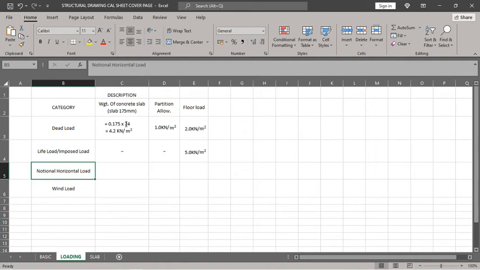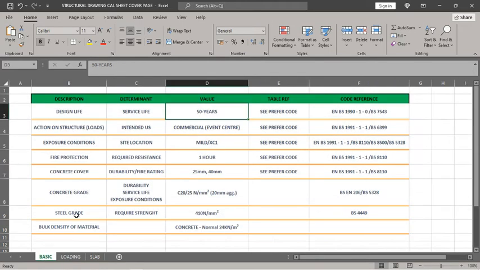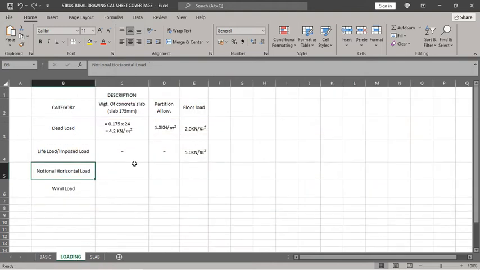So the self weight of the slab would now be 0.175 by 24. 24 is the nominal weight of concrete, which I have here. If you multiply this, you have 4.2 kilonewton per meter squared. Then I have partition allowance, which is 1.0 kilonewton per meter squared.